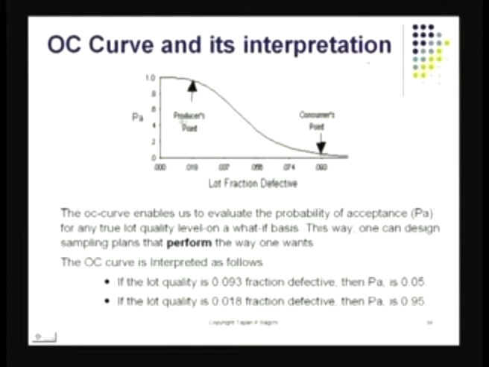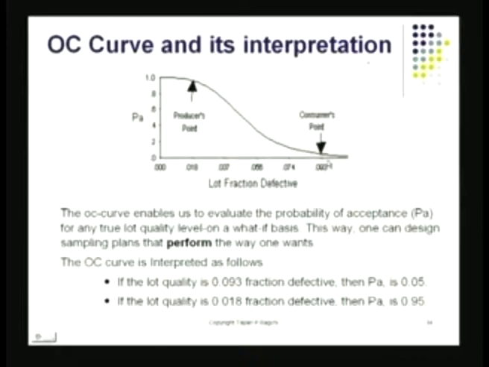Now, what are the things that are of interest to the producer? The producer would like to make sure that the sampling plan accepts as many lots as possible which are submitted at the AQL level. And what is it that the consumers would like to do? The consumer would like to have the sampling plan reject as many lots as possible which arrive at RQL level.